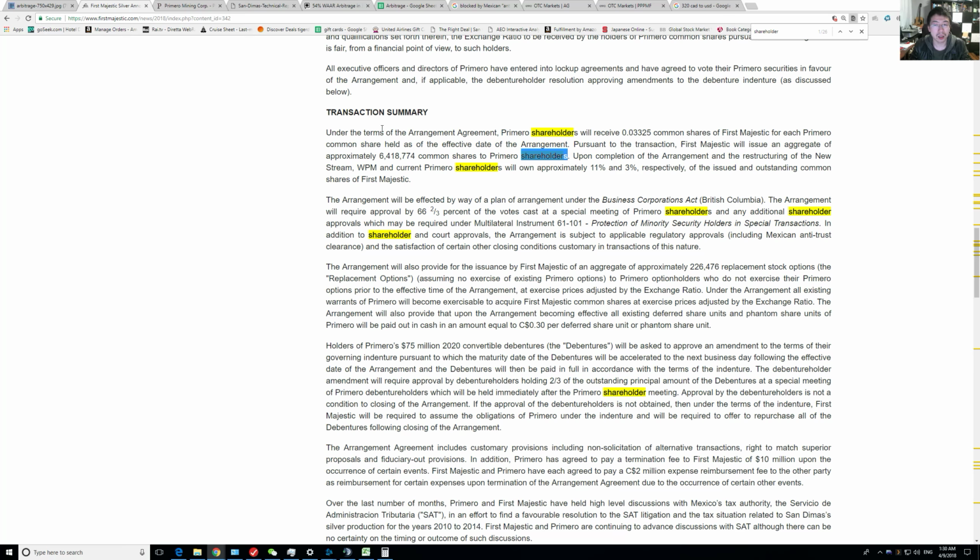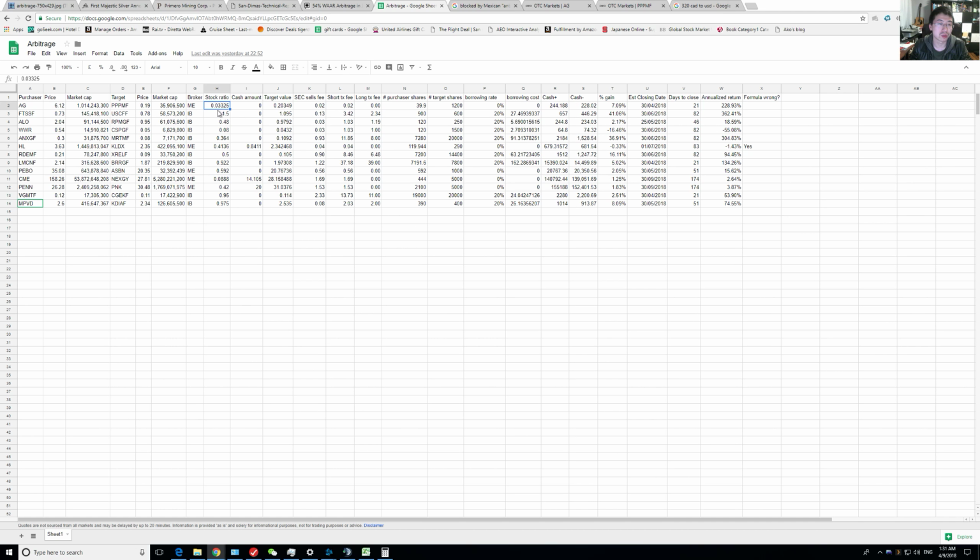Okay, so we know that 0.03325 comes from here, so that's simple then. So for every single share of PPPMF, you're going to get 0.03325 shares of AG. So this is in the US. You could do it in Canada too, which is much easier because there Primero is just traded normally instead of as an ADR.